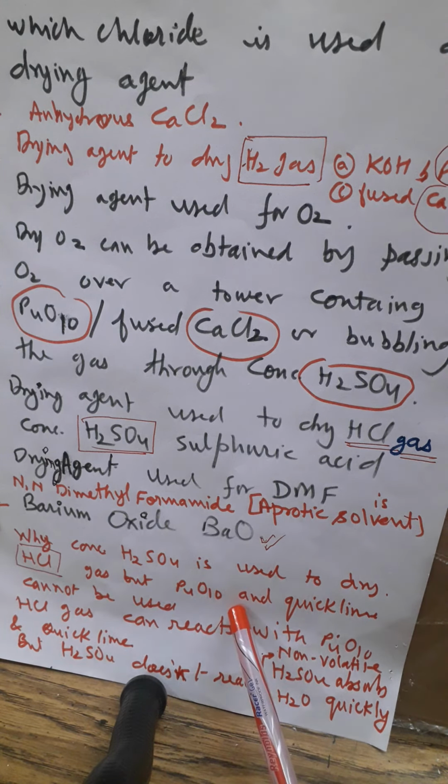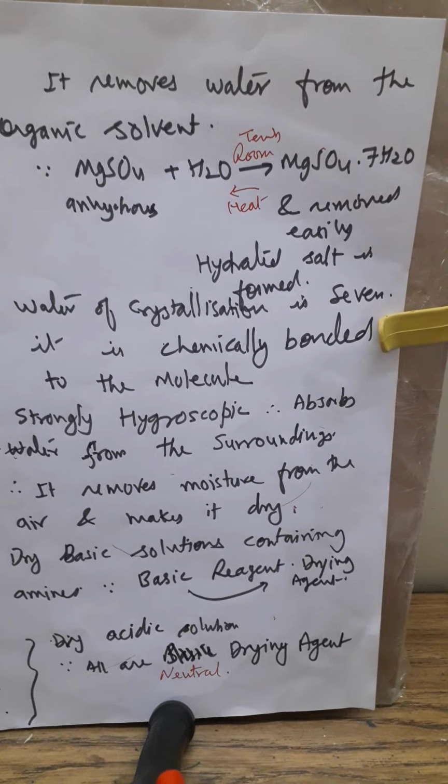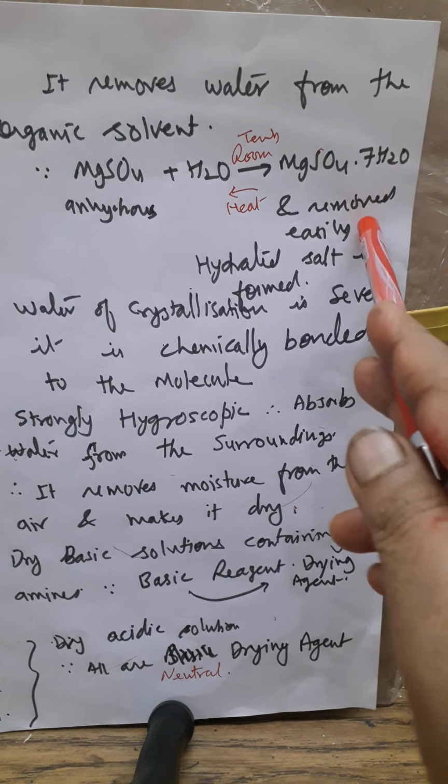Okay, now we'll go for MgSO4. Anhydrous MgSO4 removes water from organic solvent. So they will ask which of them can be used to remove water from organic solvent. So MgSO4, here I have written. Why? Because anhydrous MgSO4 absorbs water at room temperature and forms the hydrated salt MgSO4.7H2O. This is Epsom salt.